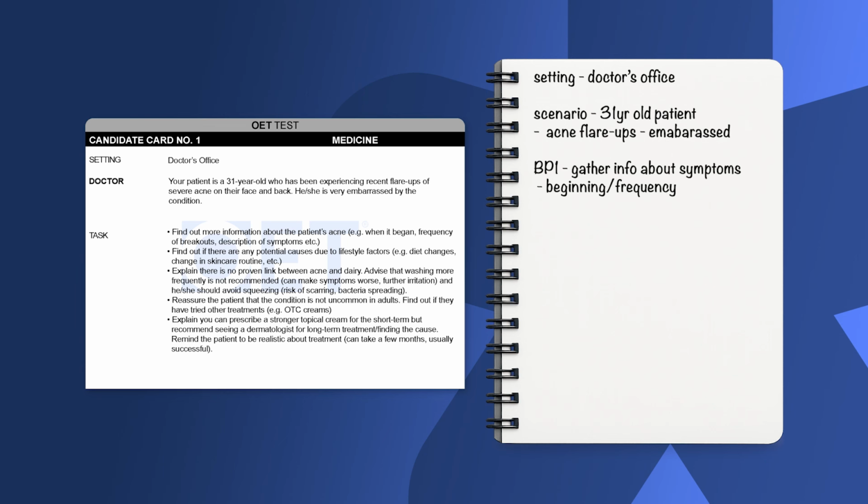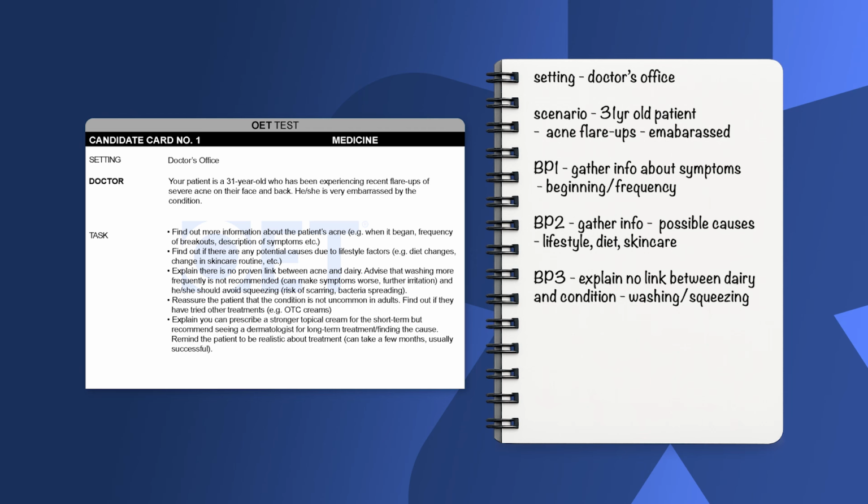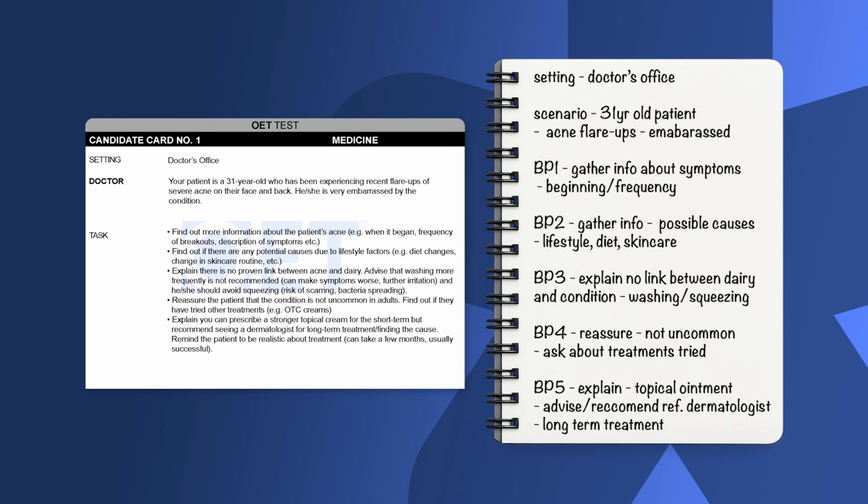Beginning, frequency. Now for bullet point 2. Bullet point 2, gather information about possible causes, lifestyle, diet, skincare. Bullet point 3, explain no link between dairy and condition. Washing, squeezing. Bullet point 4, reassure, not uncommon. Ask about treatments tried. Finally, bullet point 5, explain, topical ointment and advise, recommend referral to a dermatologist, long-term treatment.